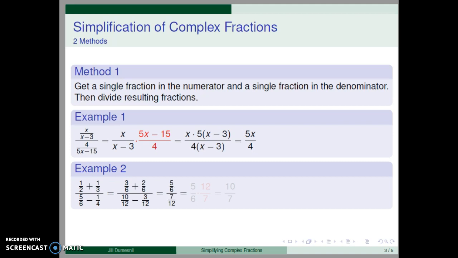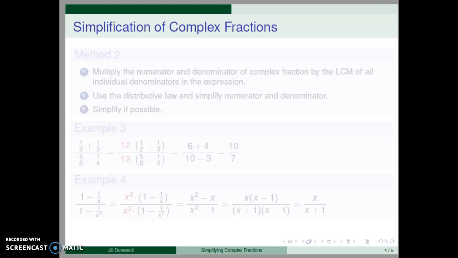The numerator simplifies to 5 over 6, and the denominator simplifies to 7 over 12. Now, since division is multiplication by the reciprocal, we get 5/6 times 12 over 7. After simplification, we get 10 over 7.